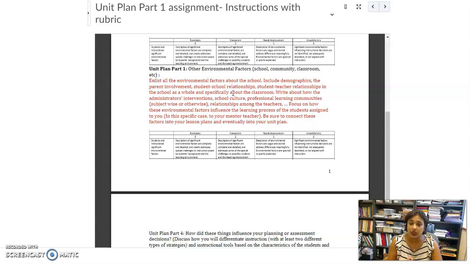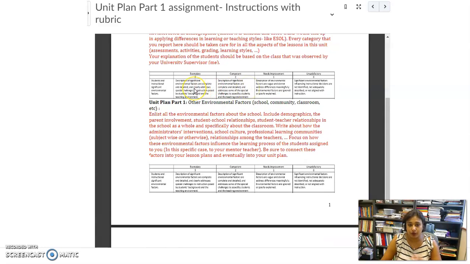If you need information on the demographics and the number of students in the school and all of those things, then you can use the link of the Texas report card that is on the D2L. Here you will also talk about the classroom in general. That means you can talk about the technology, the classroom arrangement, all of those things that deal with the classroom, school, and the community comes in the environmental factors.